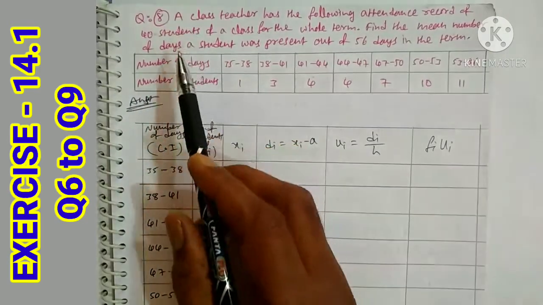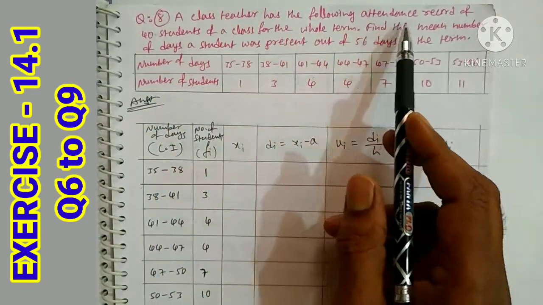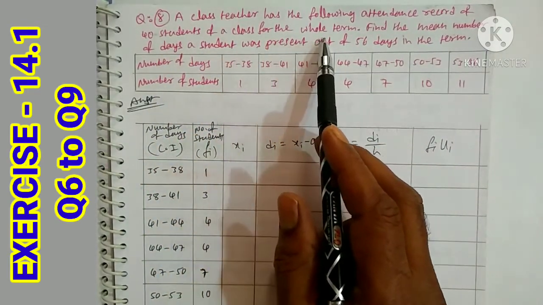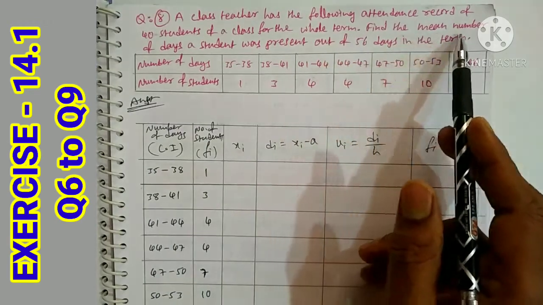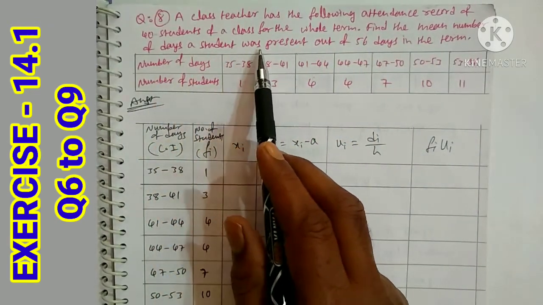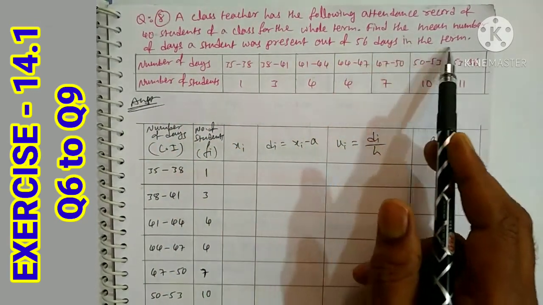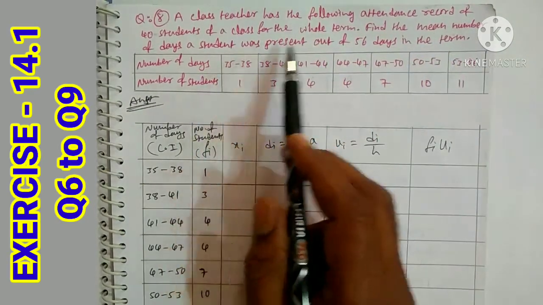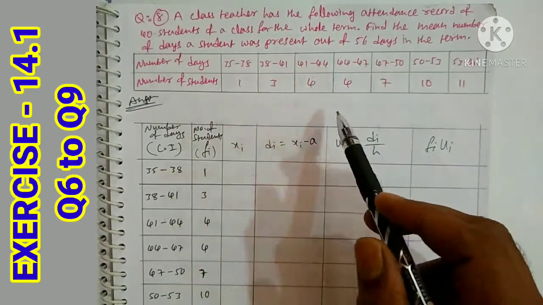Question number 8. A class teacher has the following attendance record of 40 students of a class for the whole term. Find the mean number of days a student was present out of 56 days in the term. Here also we have to calculate the mean only. Here also you can use any method.